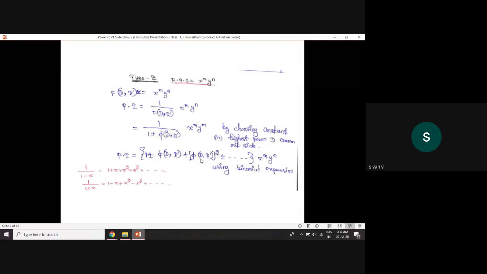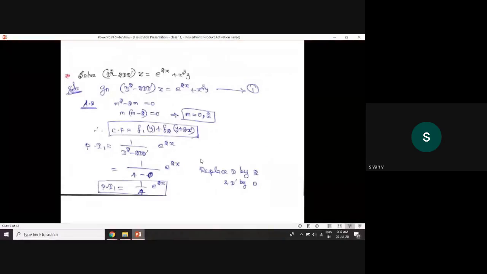Now we will start the first problem. Solve D square minus 2 D D dash of z equal to e power 2x plus x cube y. Here two terms are given on the right hand side. One is exponential and the other is algebraic. For exponential, find particular integral 1. For algebraic, particular integral 2. Before that, find the complementary function.